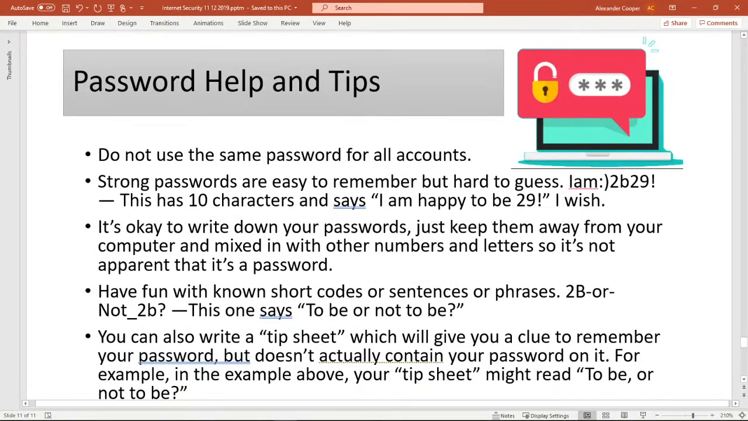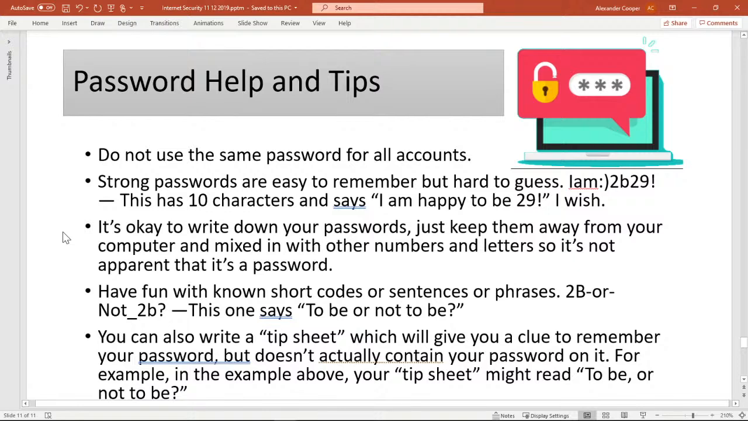All right, so let's talk about password help and tips. A big one is do not use the same password for all accounts, okay? Strong passwords are easy to remember but hard to guess. Here's an example: I am smiley face 2B29 exclamation point. This has 10 characters. It says, I'm happy to be 29. Person says, I wish. So it's a full sentence. It's easy for you to remember, but that would be very hard to guess, okay?